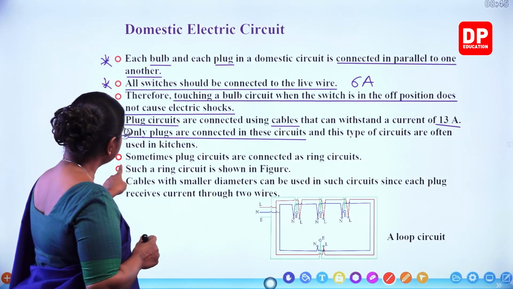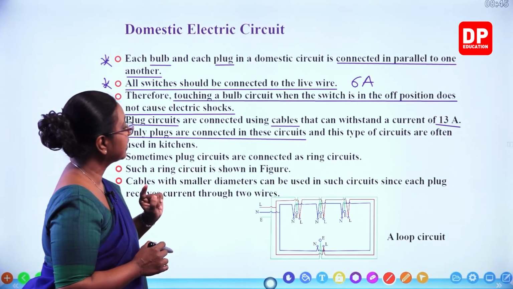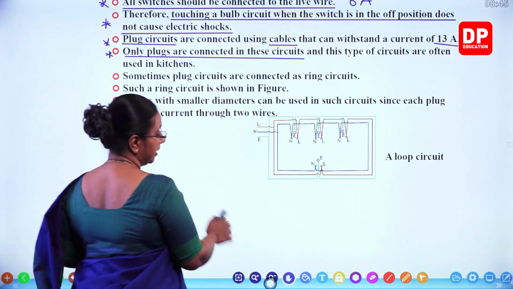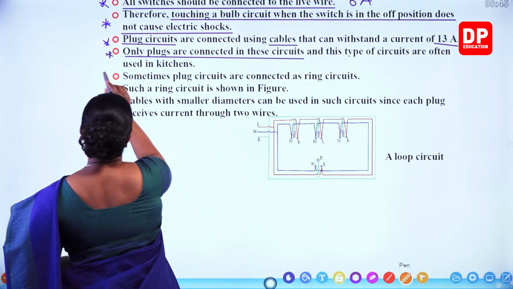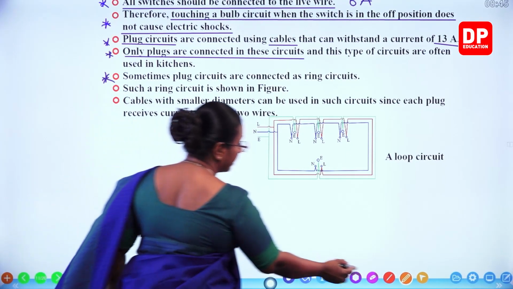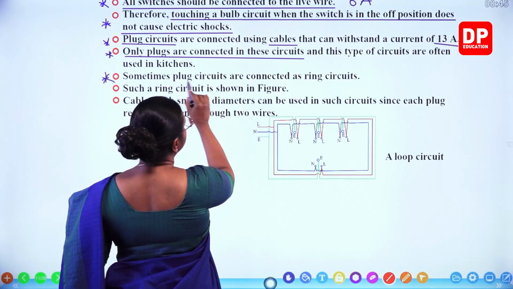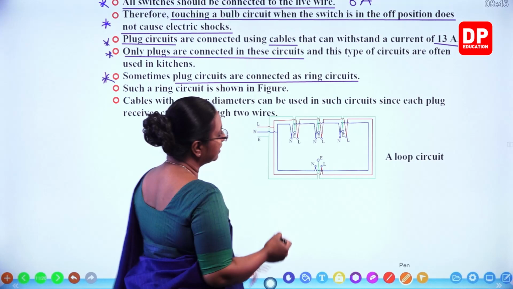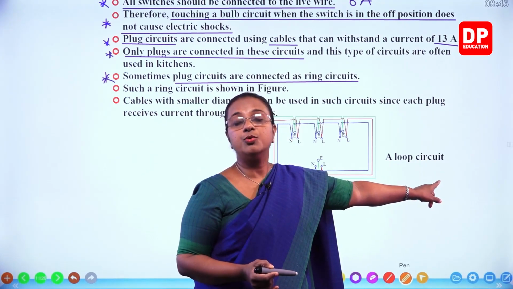Then, sometimes plug circuits are connected as ring circuits. So that is what is shown here. Sometimes they connect plug circuits as ring circuits. Now here, if you look at this diagram, the name given is a loop circuit.